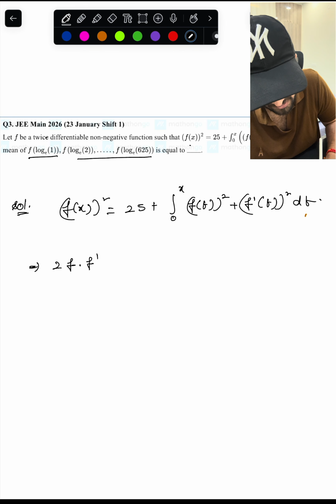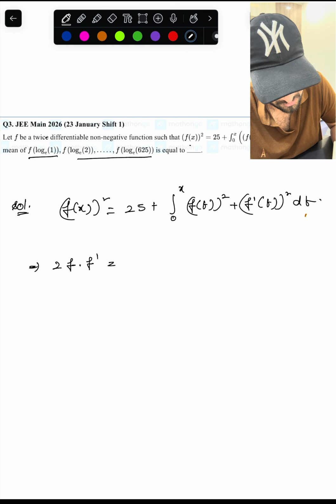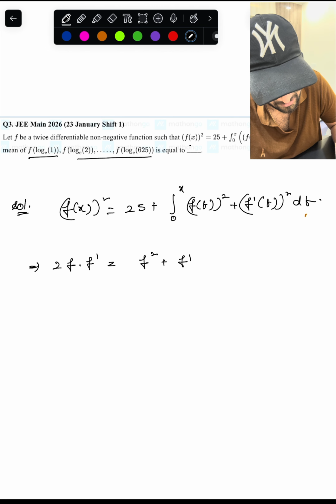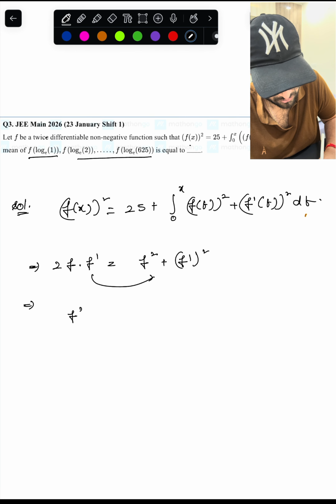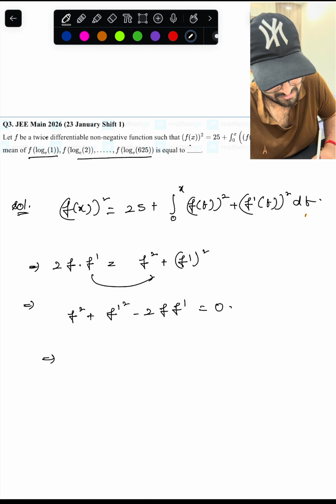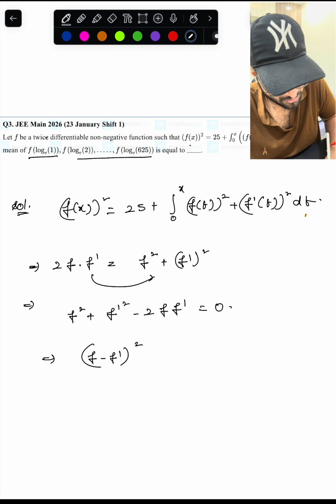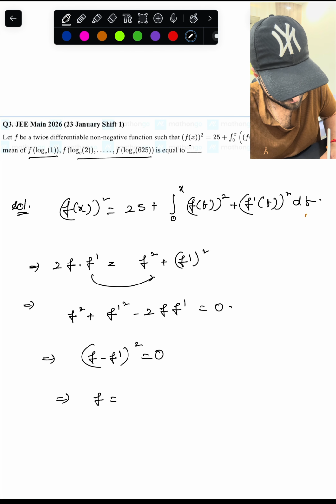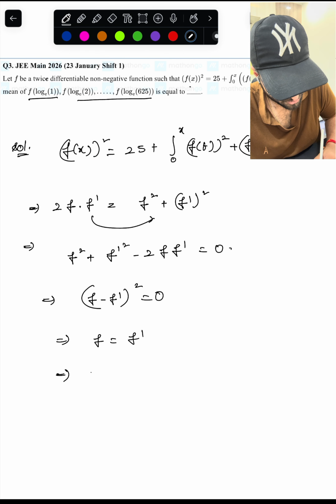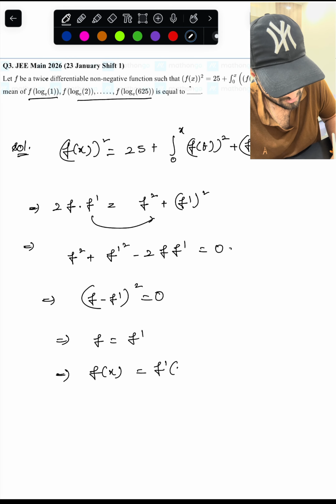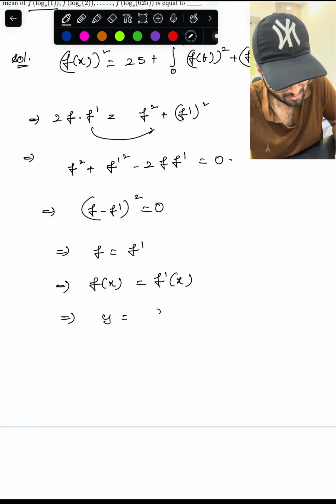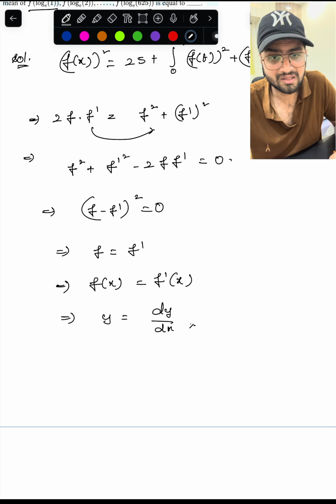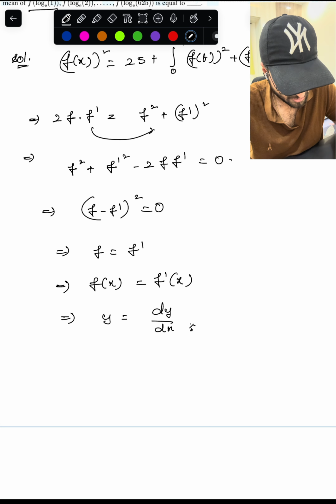2f into f dash equals to f square plus f dash square, right? Now if you take this term to this side, f square plus f dash whole square minus 2f f dash equals to 0. This is a perfect square clearly. F minus f dash whole square equals to 0, which indicates that f equals f dash. Whenever you spot f of x and f dash of x like this, always substitute f of x as y, and we can write dy by dx, because that will clear your confusion and it will give you the answer faster, right?